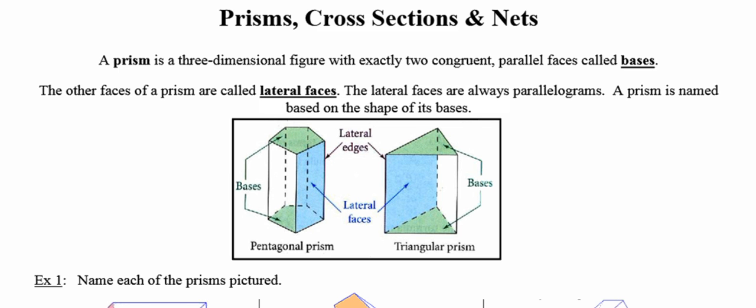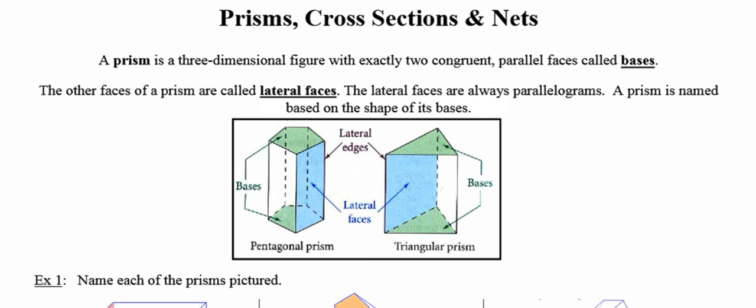This video is an introduction to prisms, cross-sections, and nets. Now, somewhere in your mathematical history, you should have some working knowledge about prisms. A prism is a three-dimensional figure with exactly two congruent parallel faces, and those parallel faces are called bases.